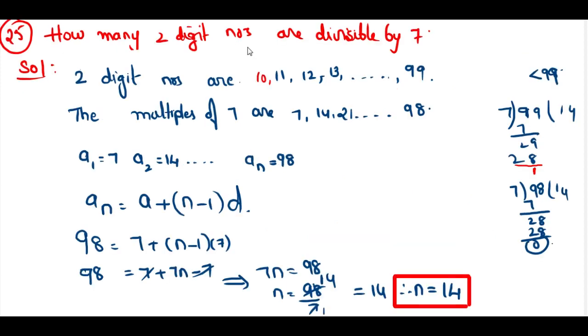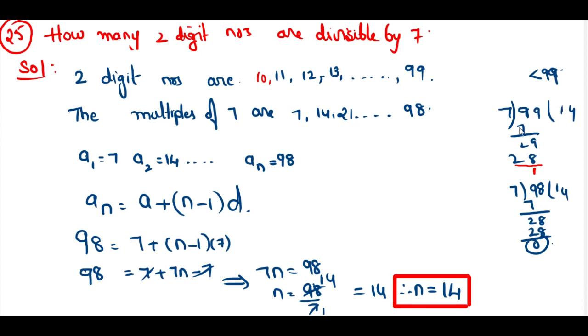How many 2-digit numbers are divisible by 7? For that, the 2-digit numbers are 10, 11, 12, 13 and so on up to 99, because 2-digit numbers start from 10 and after 99 we have 3 digits, so up to 99. The multiples of 7 are 7, 14, 21 and so on. In order to identify the last 2-digit number that is divisible by 7, what is the last 2-digit number actually? 99. Let us divide by 7.